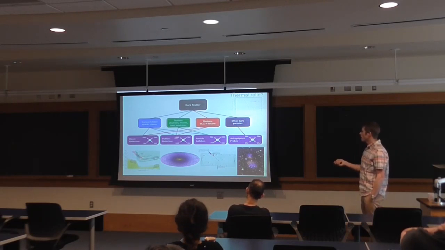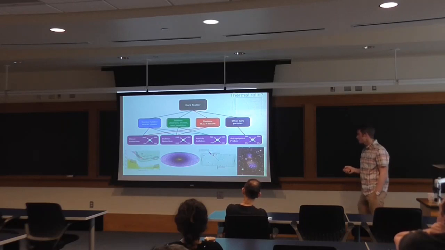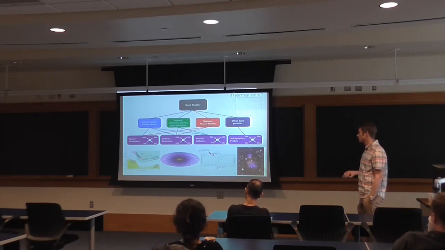Similarly, if there are interactions with the quarks and gluons, then there are processes whereby dark matter can annihilate against itself and produce pairs of quarks or gluons in the final state. So we could look for these types of processes to happen in our galaxy or in dwarf galaxies orbiting our galaxy.